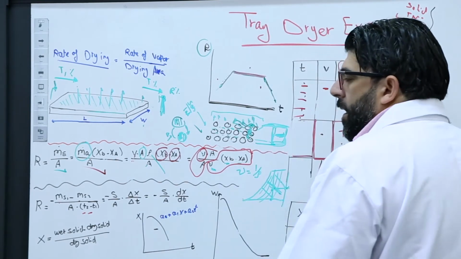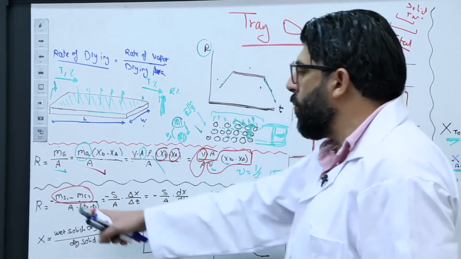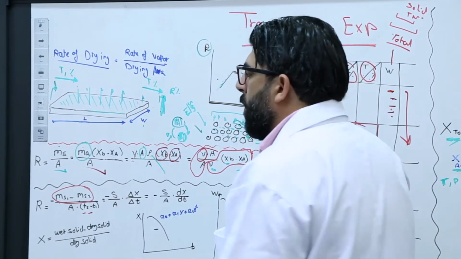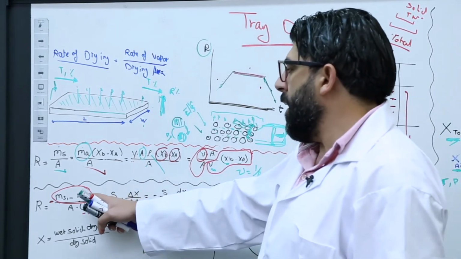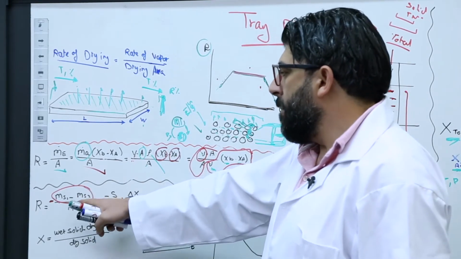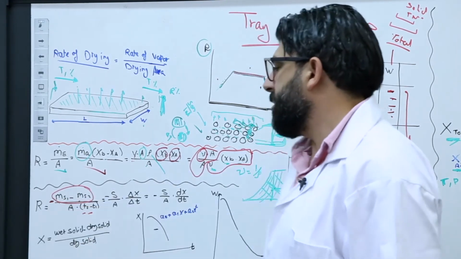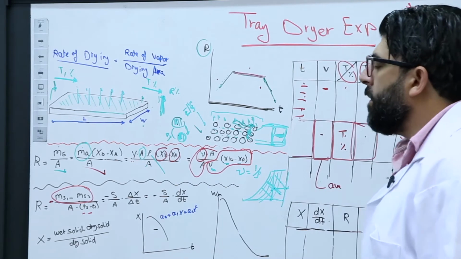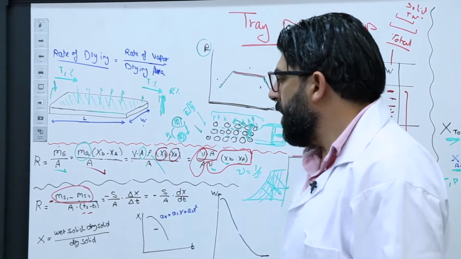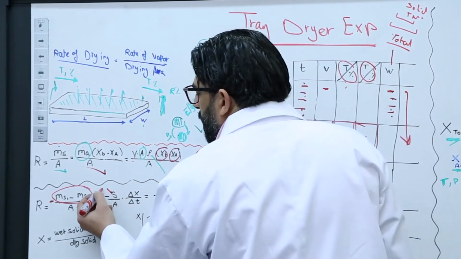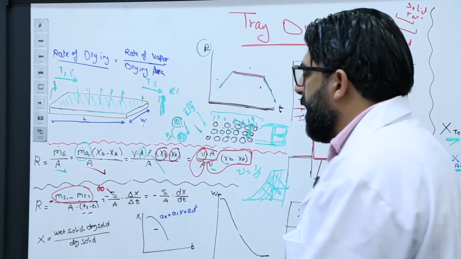So this is the wet solid 1 minus wet solid 2. Now we put a minus here because it should be MS2 minus MS1, but because MS1 is higher than MS2, we put the minus here. Now, S is the dry solid. So dry solid times delta X.